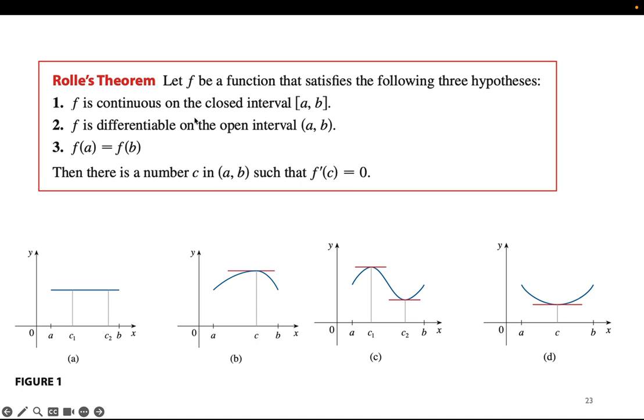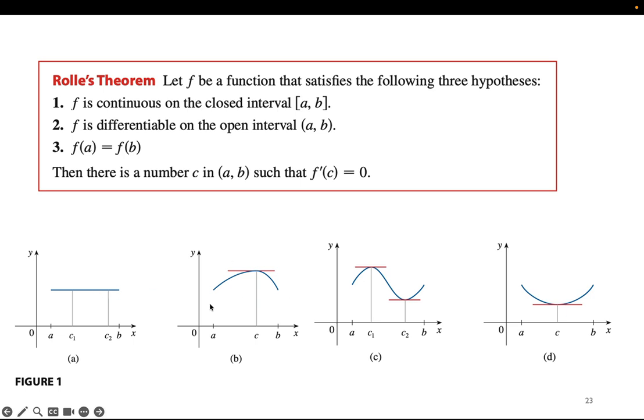This theorem says that if it's continuous and differentiable and has the same value at the endpoints, somewhere in the middle there has to be a place where f prime is 0. In other words, there has to be a horizontal tangent. In fact, there are 2 here. There's only 1 here. In fact, there are infinite values here. Every point here has slope 0.